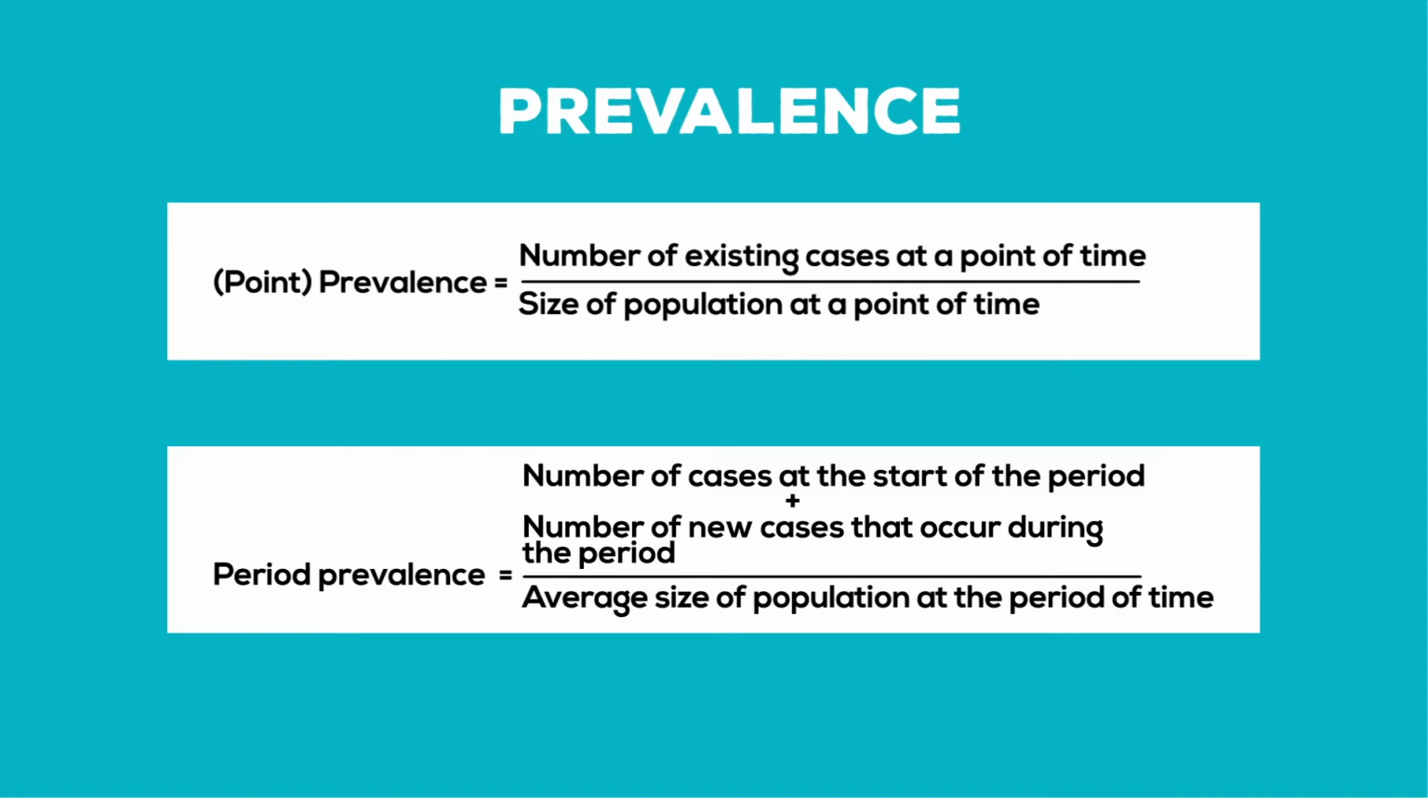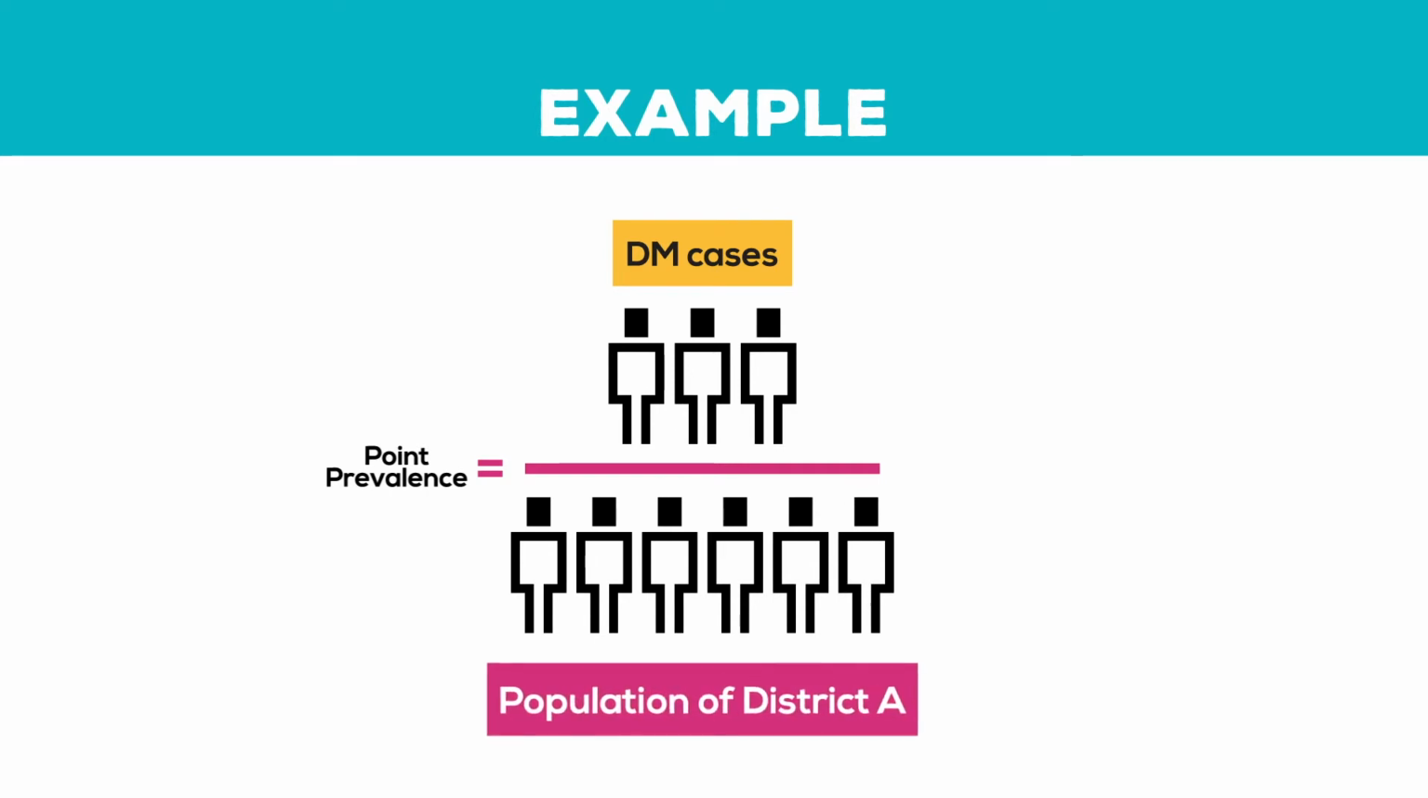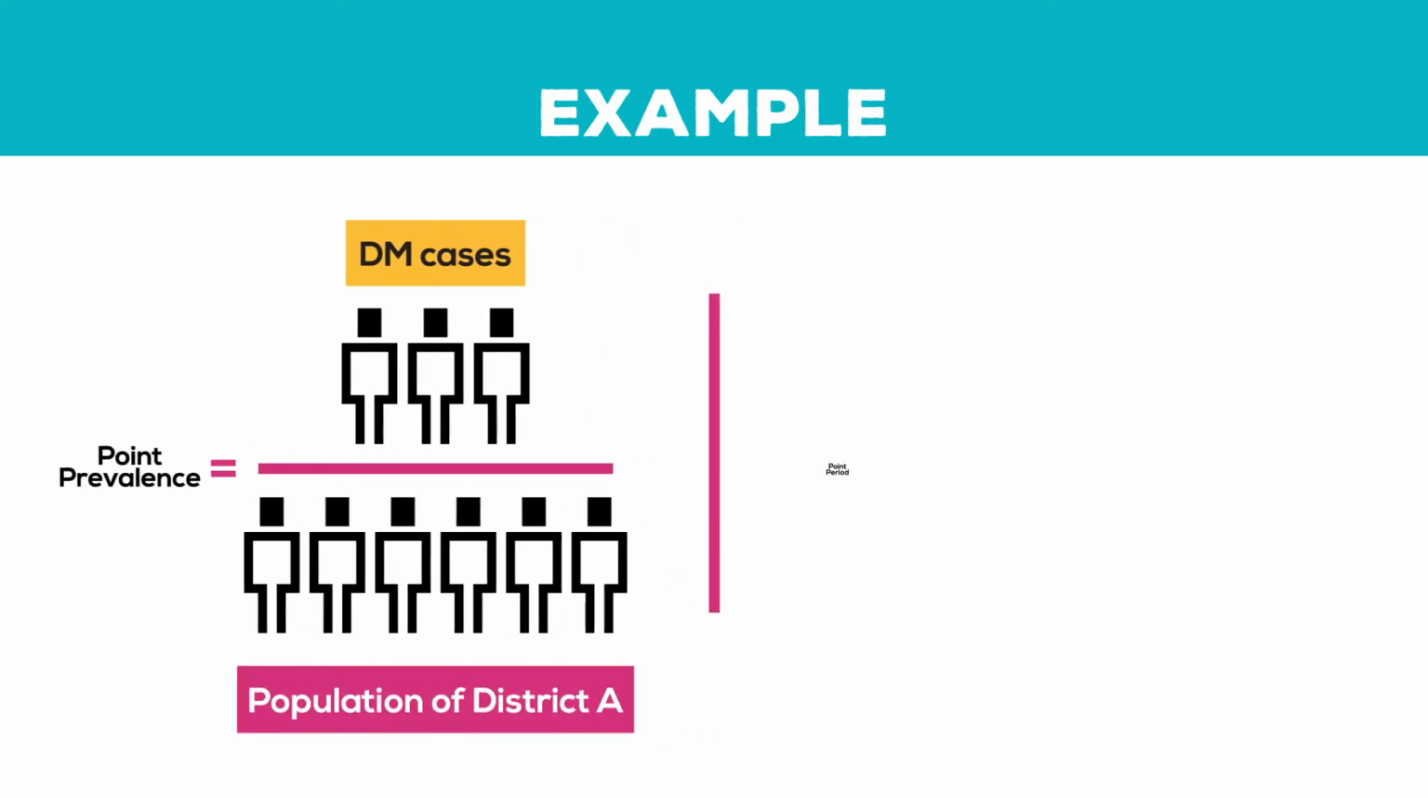Prevalence is used in 2 ways: point prevalence, the prevalence of the disease at a certain point in time, and period prevalence, how many people have the disease at any point during a certain time period. Example of District A: point prevalence of diabetes mellitus cases at December 31, 2020 equals number of DM cases at December 31, 2020 multiplied by 100 divided by size of population at December 31, 2020.